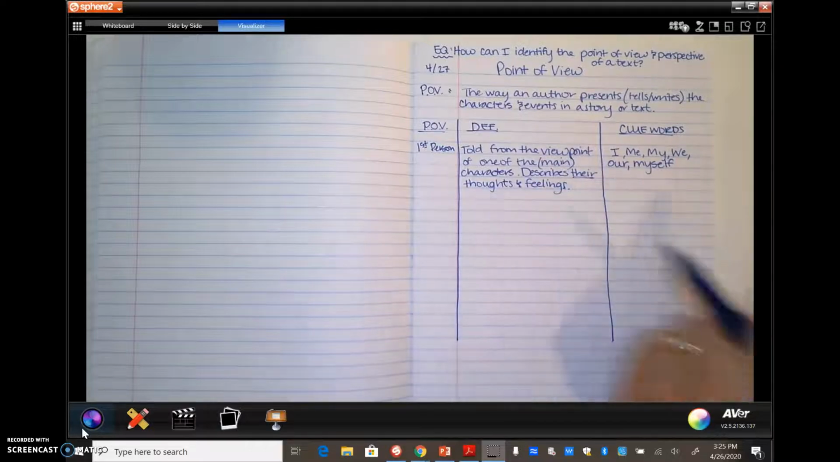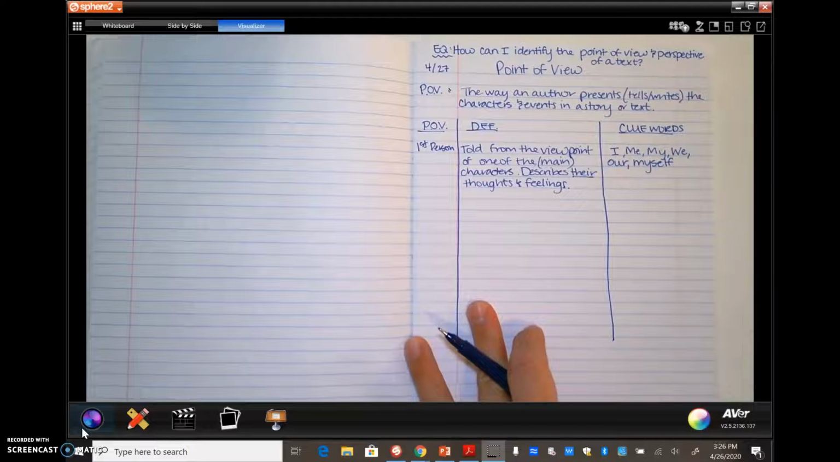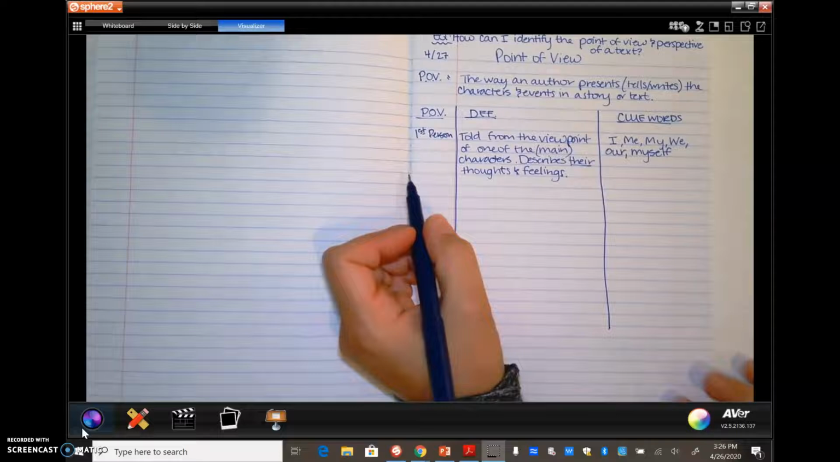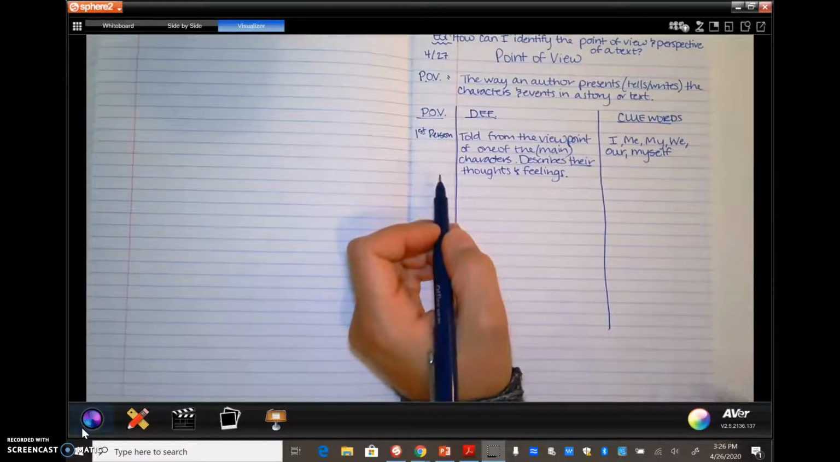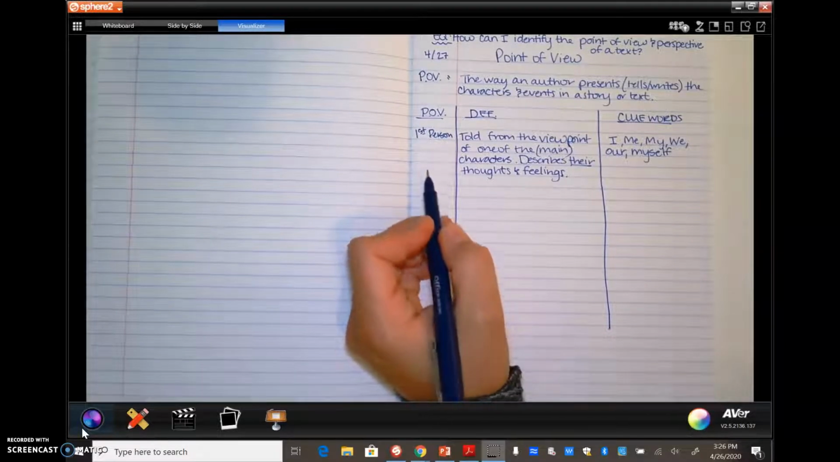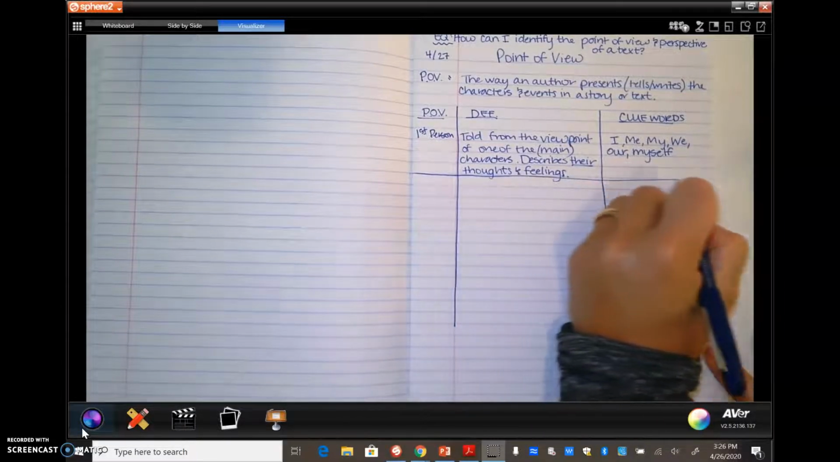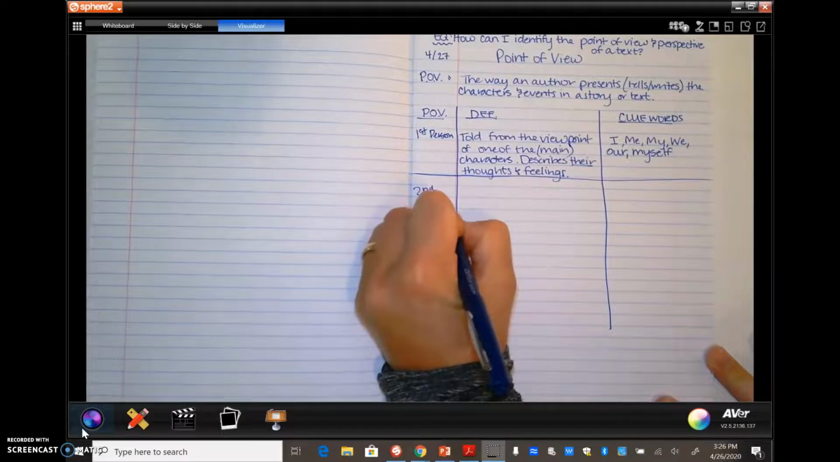Okay, some examples of a first person story would be an autobiography. They're writing a story or a text about their life. Okay, a lot of texts and books are also written from first point of view, such as Percy Jackson, the I Survived series. Those are all first person. So then we have second person.